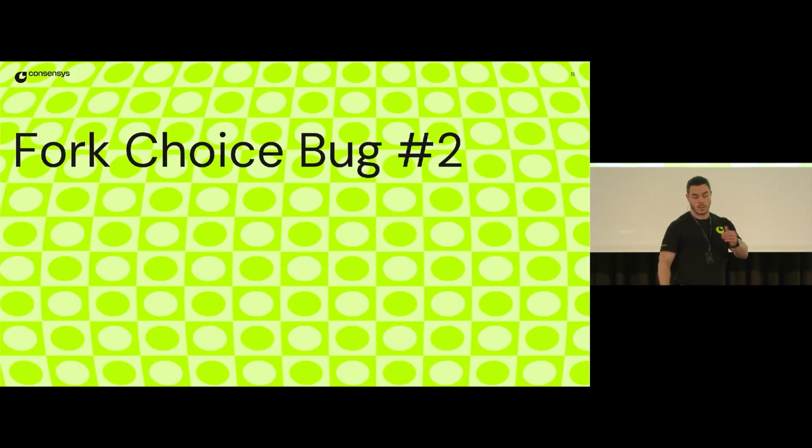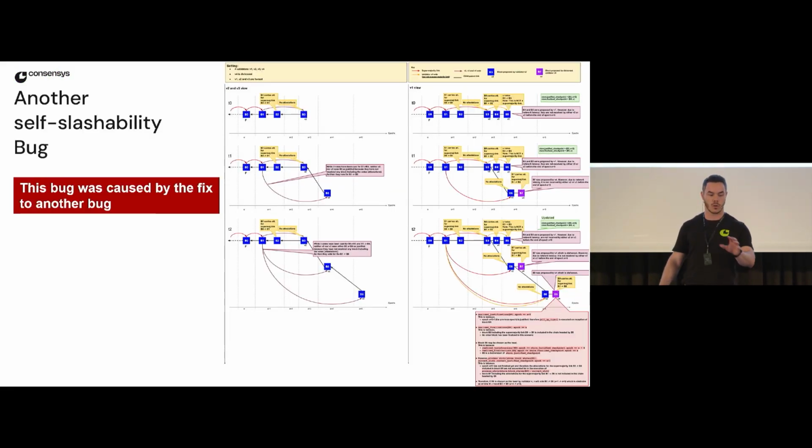So this is the first bug that we identified. I'm not going to go over this one. This slide is just to communicate that this bug has a very complex scenario that the network has to follow in order to trigger a surround vote. And this bug was created, in a way, by a fix to something else before.